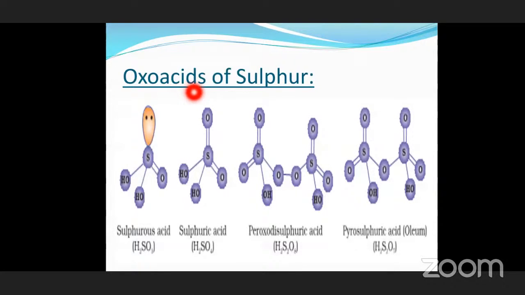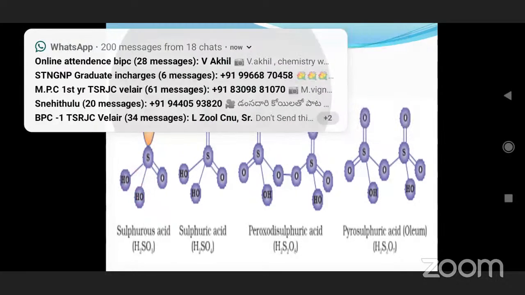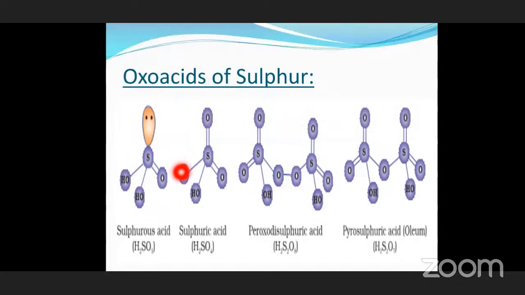Here, oxo acids of sulfur. The first one is sulfurous acid. The formula is H2SO3. Here, the central atom is sulfur. Around the central atom, how many HO groups are there? One, then two. Just one other oxygen. Around sulfur, how many hydrogens are given here? Two hydrogens. Then how many oxygens? Three oxygens. Two hydrogens and three oxygens.